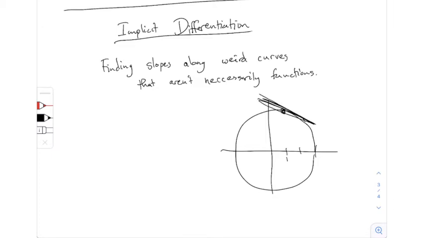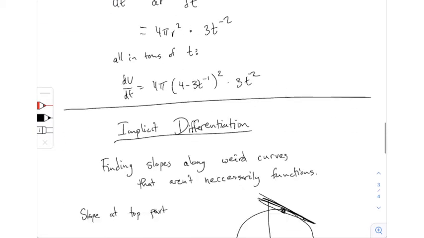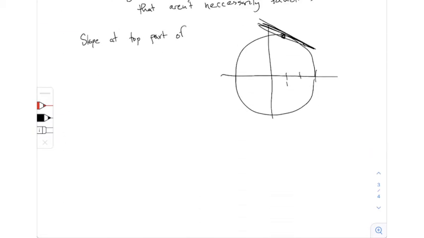All right. How about the slope at the top part of the circle, radius 3, when x equals 1? Can I find that slope? This is not a function, right? Because that shape doesn't satisfy the vertical line test.